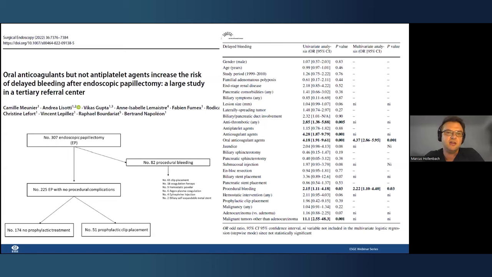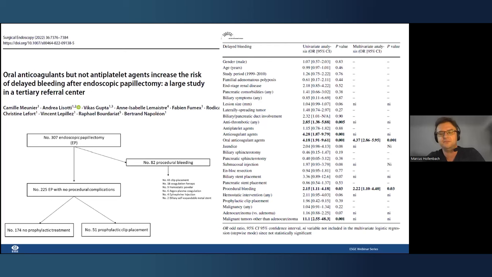And in this analysis, they found that the use of anticoagulant agents has a fourfold higher risk for a delayed bleeding after papillectomy, but not the use of antiplatelets. That means there is no problem if you have aspirin or other antiplatelets. But if you have a patient who is under direct oral anticoagulants or vitamin K antagonists, then you have to do intensive surveillance of the patient if there is a delayed bleeding, and maybe for such patients, intervention like clipping also could be beneficial.